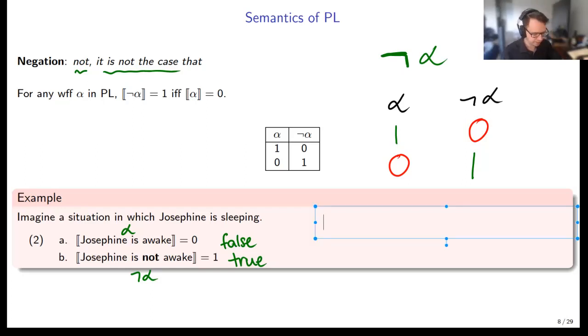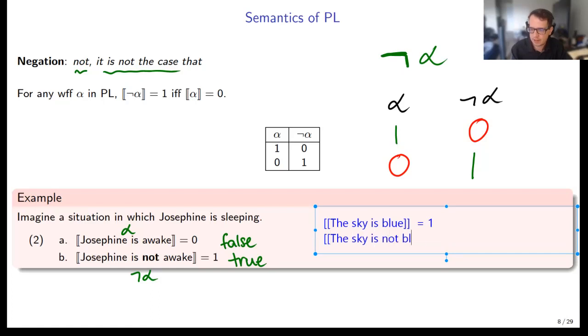Here's another example. If we say "the sky is blue," I can't really see, but let's just say this is true. If we negate this and say "the sky is not blue," then we're negating that sentence. So if the original is true, then the negated version must be false. So the negation is going to flip the truth value of whatever sentence you have. This can be a simple sentence or a complex sentence. It will just negate whatever you have. So this is the simplest operator that we have because it just flips the truth value.